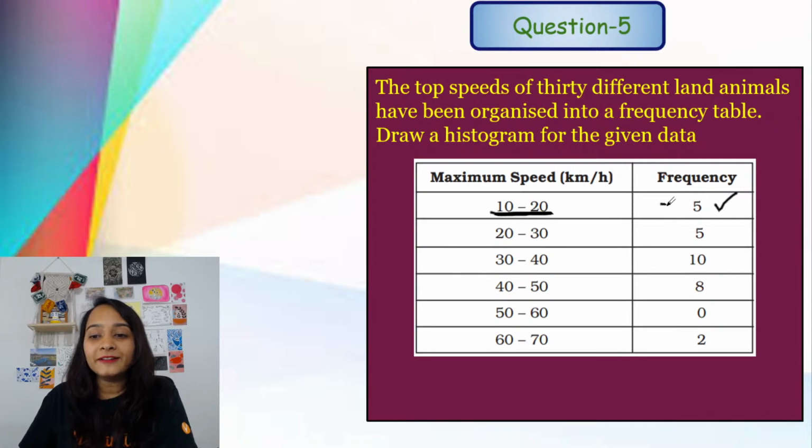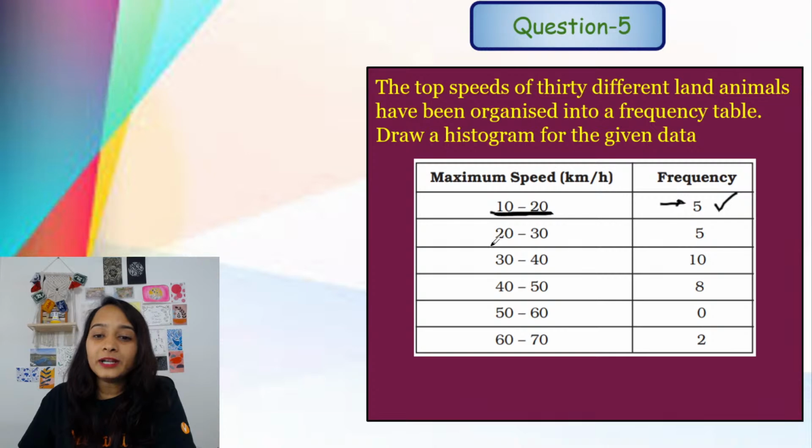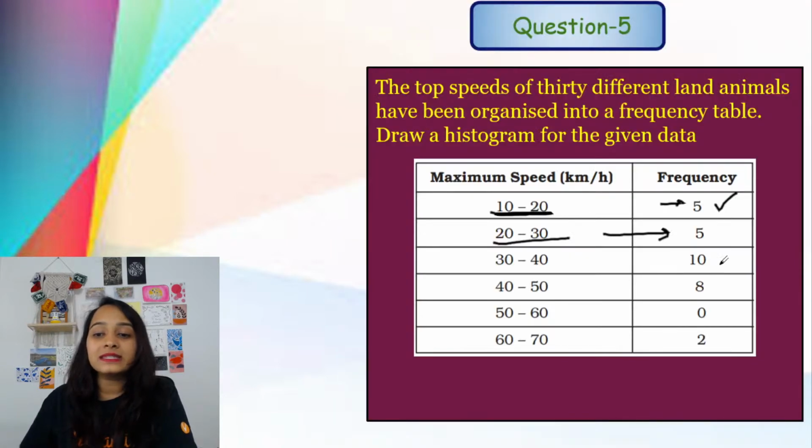So now what is given? 10 to 20, the frequency is 5. So you will take it till 5 here. Again 20 to 30, the frequency is again 5. So you have taken it to 5 again here. Next the frequency is 10. Next the frequency is 8.